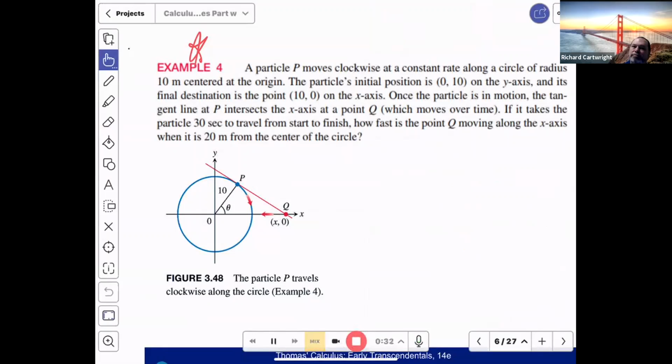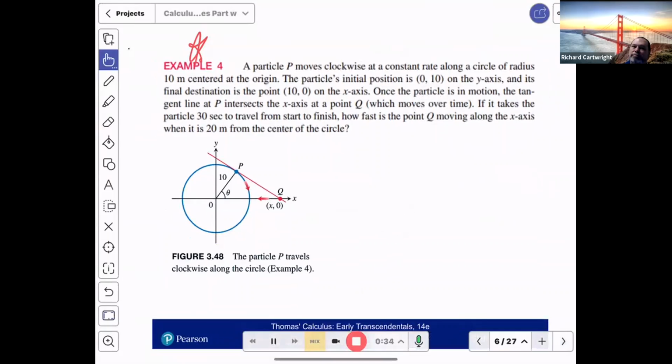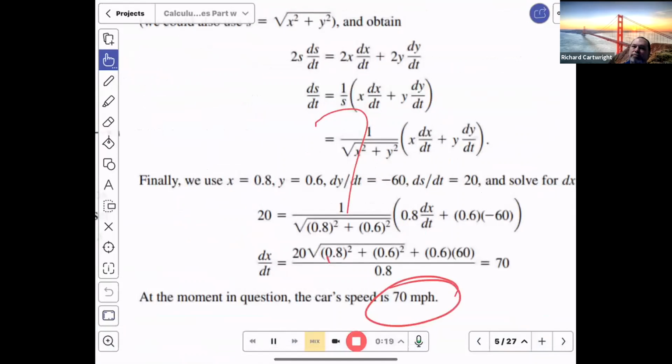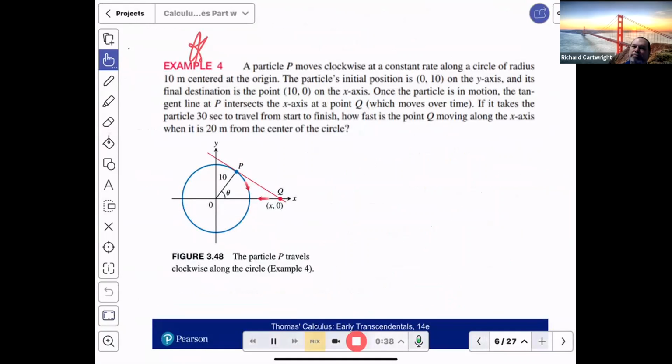Hopefully the last couple of problems you remember doing them, and we did check the answer. I did it differently than they did, a little bit of steps, just substitutions of different equations.